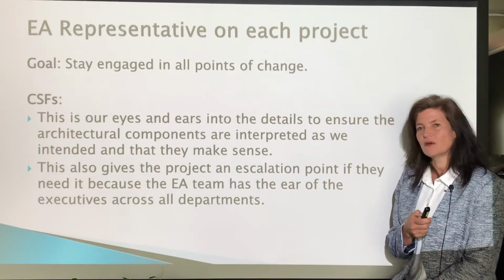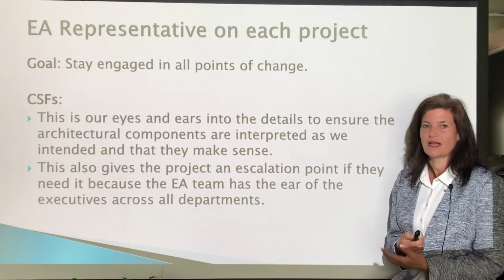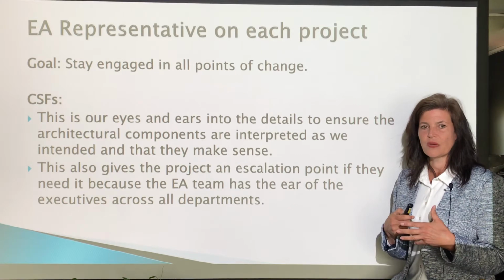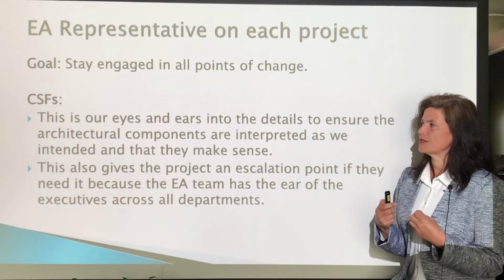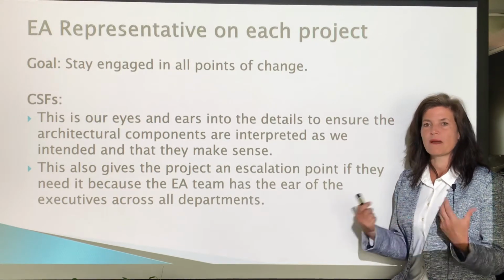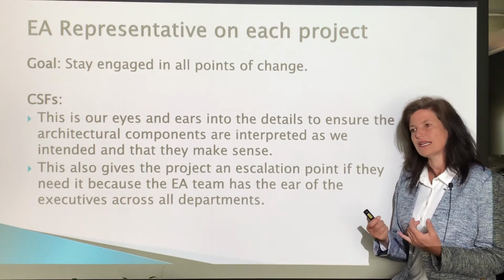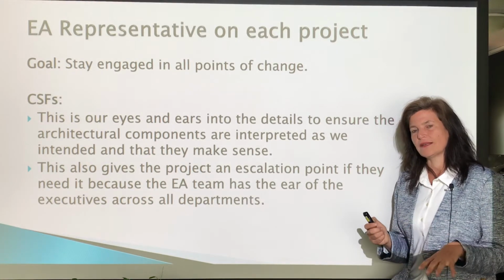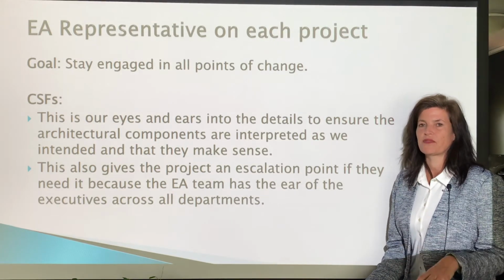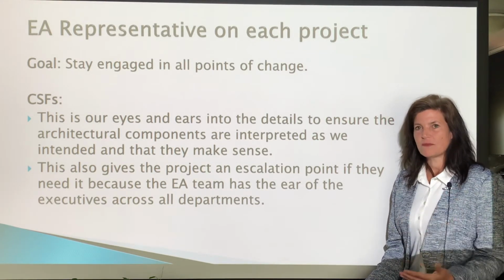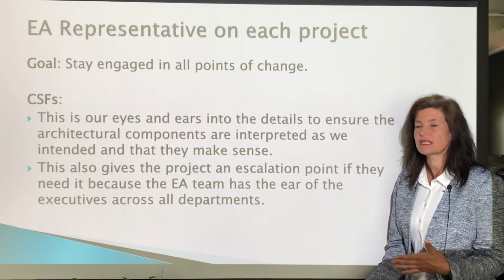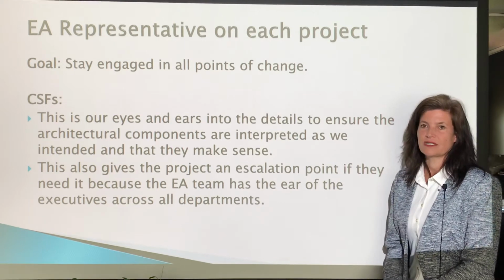The next thing we want to start doing is having an EA representative on each project. And again, the goal is really just to stay engaged with all the points of change throughout your organization. So we want to ensure success. We want to start hearing things that are happening as details come forward, and we want to make sure things are interpreted correctly. Yes, I said that we were doing that within the ARB sessions, but those don't happen all the time or throughout the project. By working with the PMO to get an architect represented on each project, we're there as the eyes and ears to start hearing what's going on.